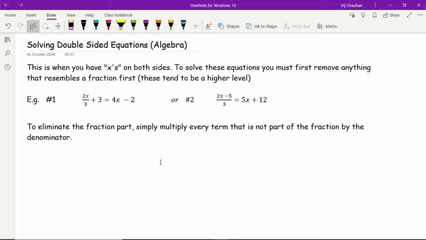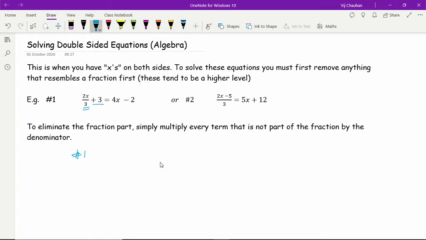In this particular topic, we've got x on both sides, so we get rid of that to make it simpler because we only like x on one side. If you do end up with fractions on either side, like you can see in #1 and #2, what you need to do is multiply every term that's not part of the fraction by the denominator. If we look at #1, our denominator is 3, so I'm going to multiply everything that's not part of that fraction by 3.